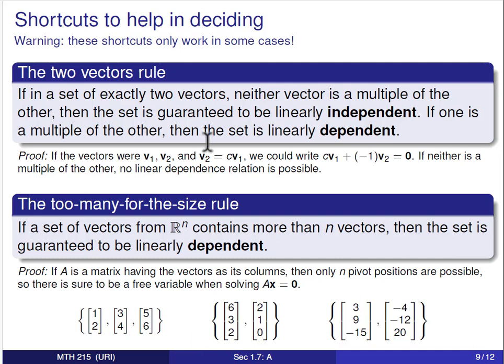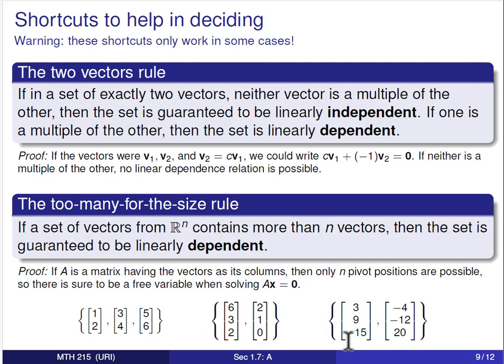Now, for the first of those rules, the two vectors rule, we're going to take a look to see if either of these vectors is a multiple of the other. Now, if I were to take this second vector and multiply by 3, I'd get a 6 and I'd get a 3, but then I'd need a 0. And similarly, if you were to multiply by a third, you'll see that there's nothing really that works to show that one of these is a multiple of the other. Neither of these is a multiple of the other, so we're guaranteed that this set is linearly independent.